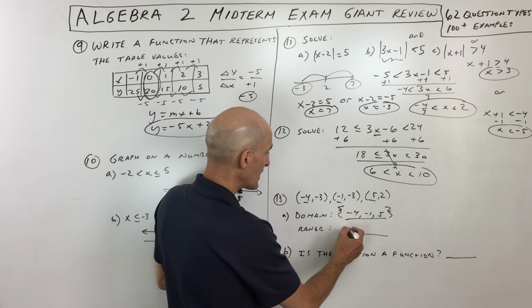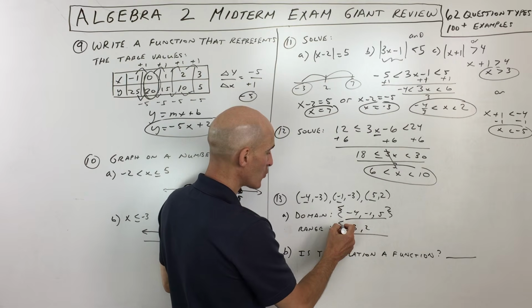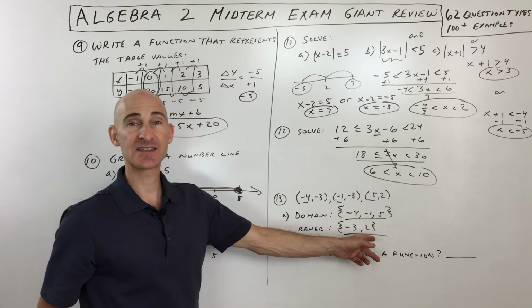Okay, and then for the range are the outputs. Those are the y values, and again, same thing, -3, -3, and 2, but since -3 is listed twice, I'm just going to write it once. Okay, you don't have to write it twice, you just list it once. And again, low to high is ideal.